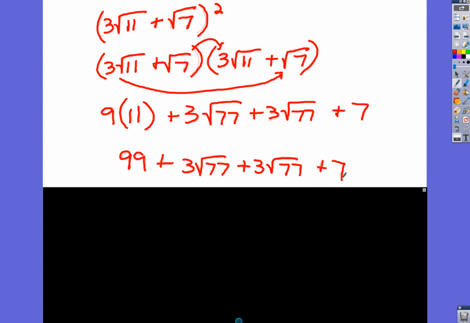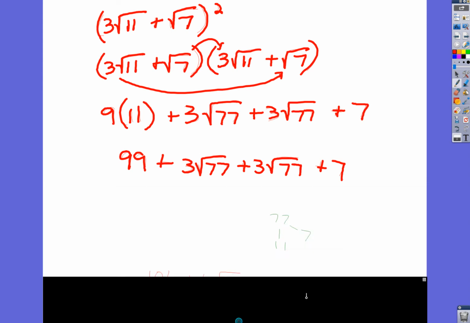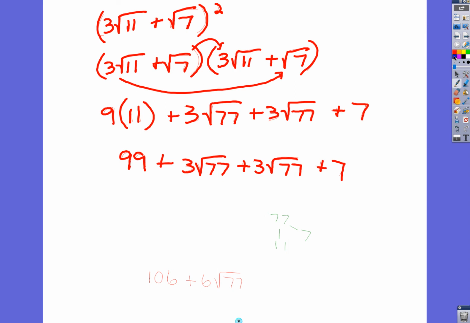But then what do we do with the radicals? Well, they match. So if you want to combine them now, you can. You should try to simplify because 77 is neither prime nor perfect. But if you try to do a tree with 77, you just get 7 and 11. There are no pairs. So that's actually going to stay just like that, as is. 7 and 11 are both prime numbers. You can't do anything with it.